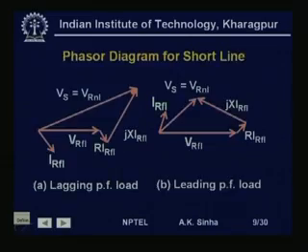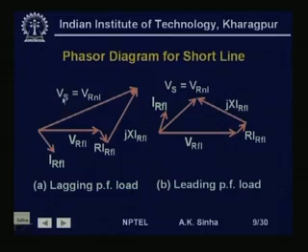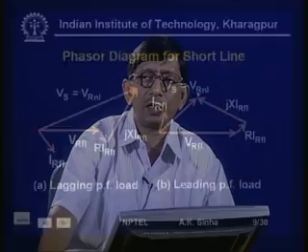Of course, in case of short lines, V_s is also equal to V_r at no load, because if there is no current flowing in this, then the voltages V_r and V_s will be equal. So, V_r at no load is equal to V_s. That is what we have shown here: V_s is equal to V_r at no load, V_r,NL. This we require for calculating regulation, as we will see later.